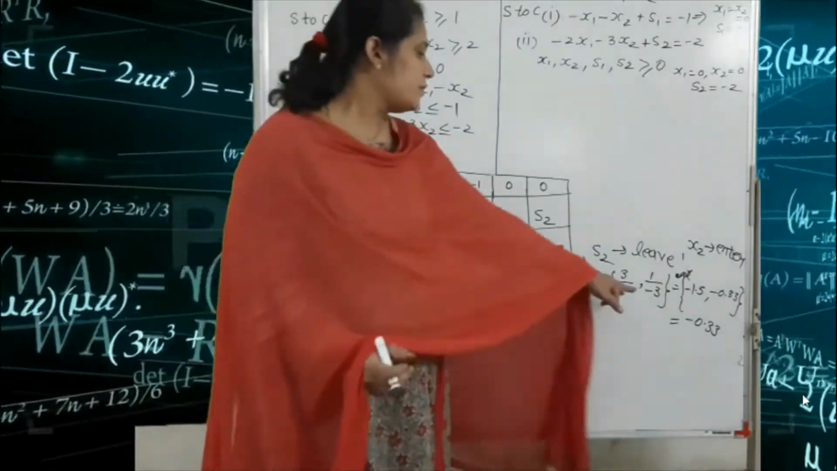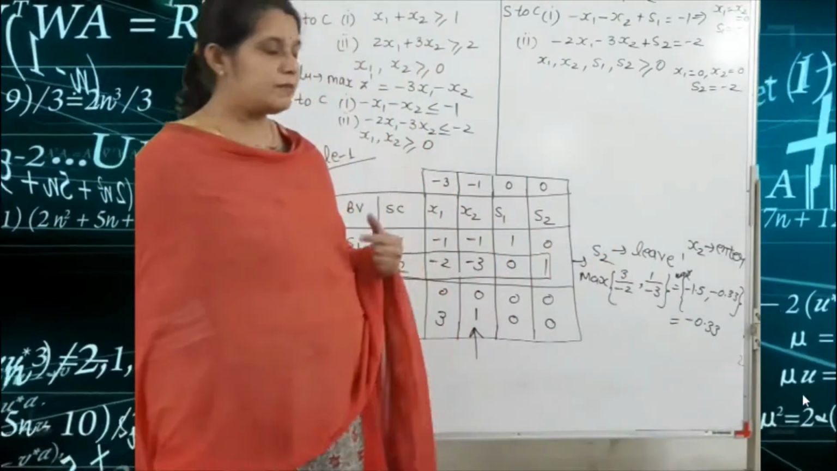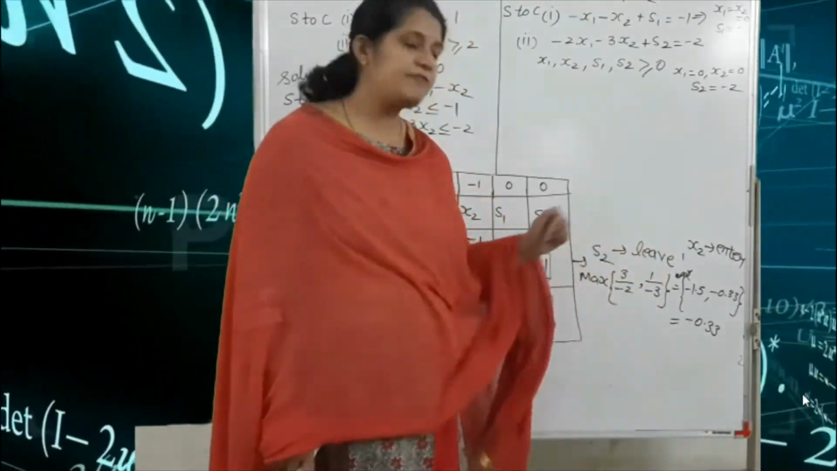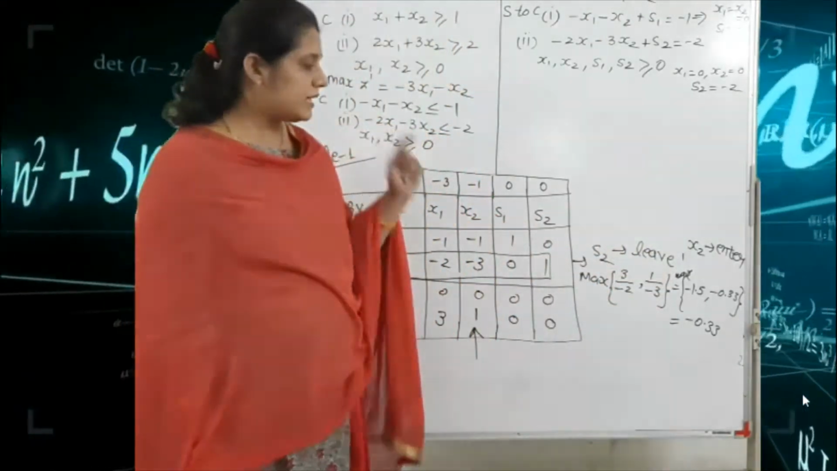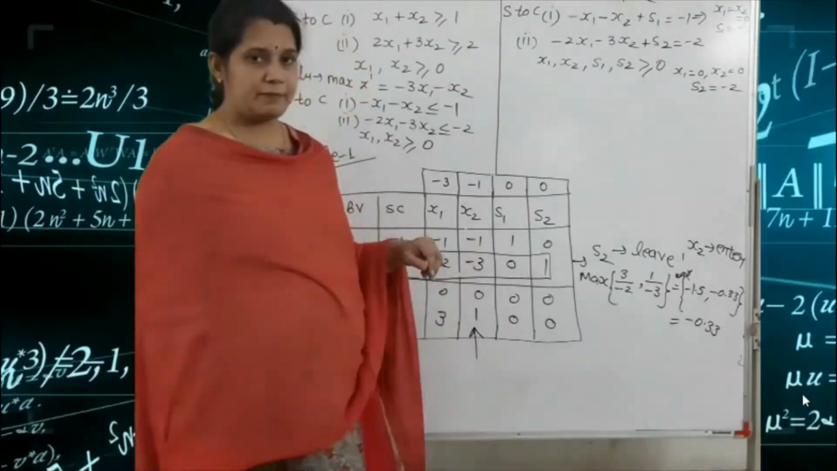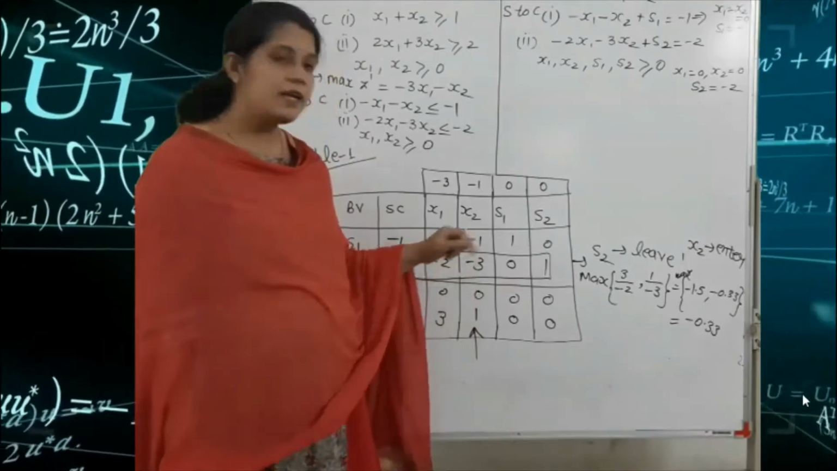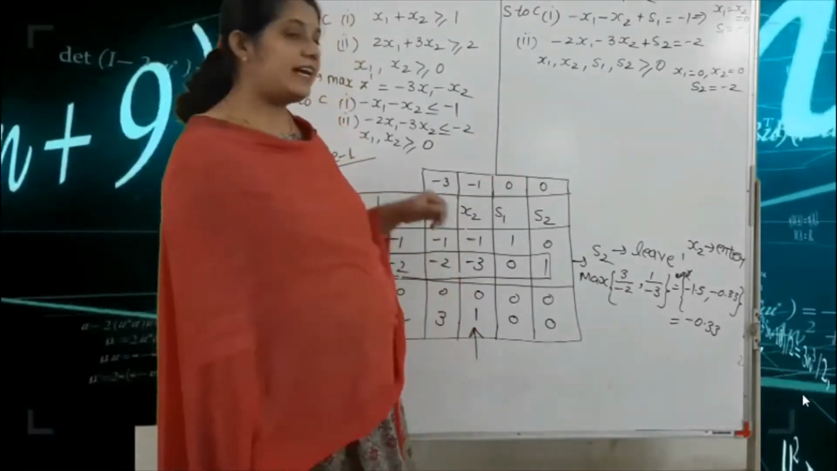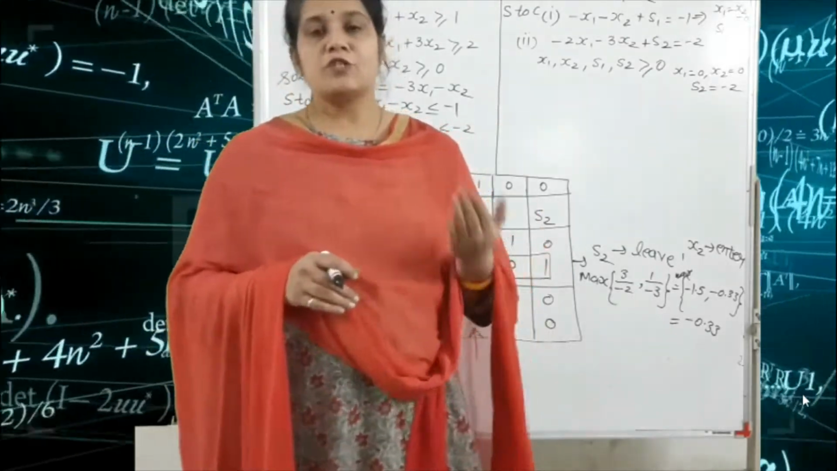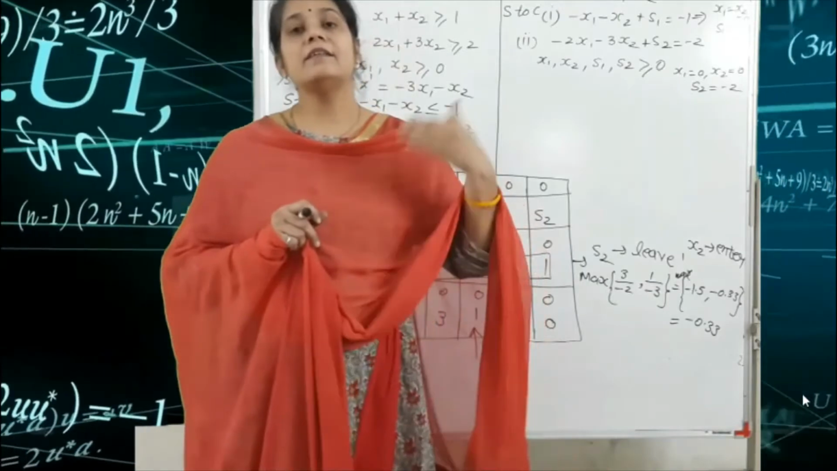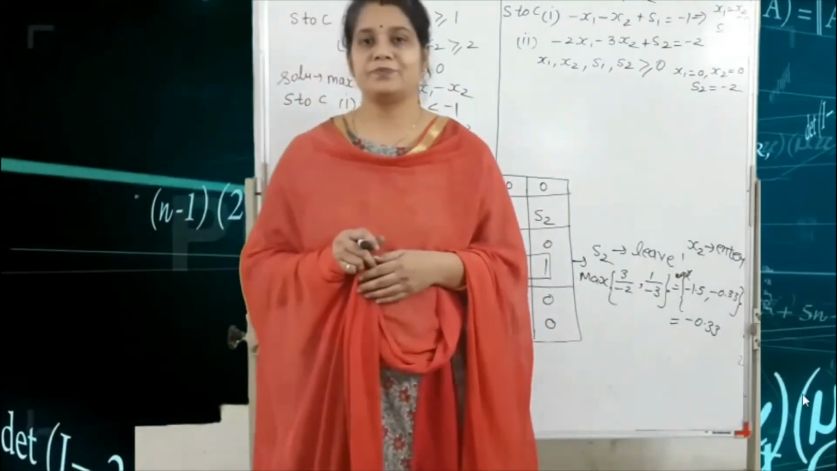Okay, so here minus 0.33 is the maximum value between minus 1.5 and minus 0.33. So for minus 0.33, we get this value according to 1 divided by minus 3. That means this is your x2 variable. So your x2 variable is enter and x2 variable is leave. So with the help of this enter and leave variable, we mark the table number 2.